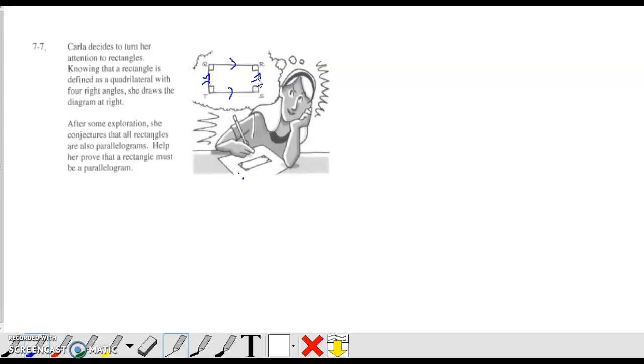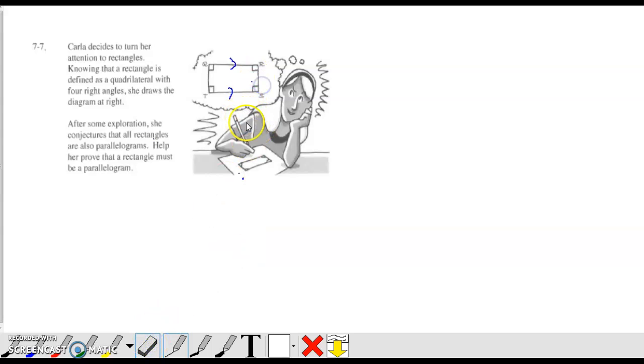So where should we start? Right? We should start that we want to look at angles. Okay. So in order to prove that these two lines are going to be parallel, we have to talk about these two angles. In order to prove that these two lines are parallel, we're going to talk about maybe these two angles or these two angles.